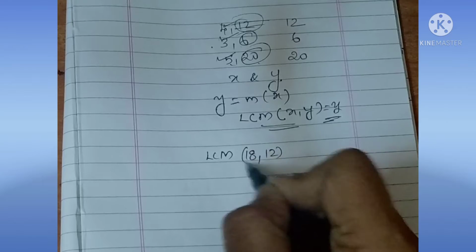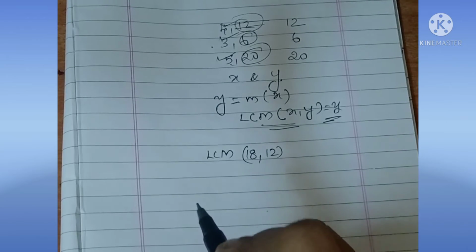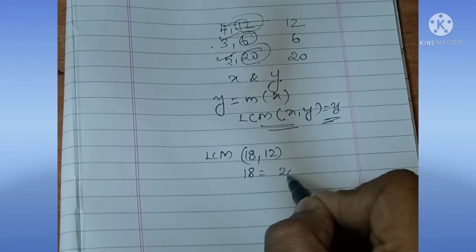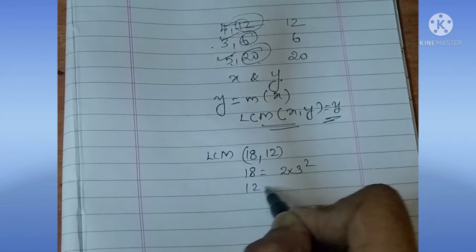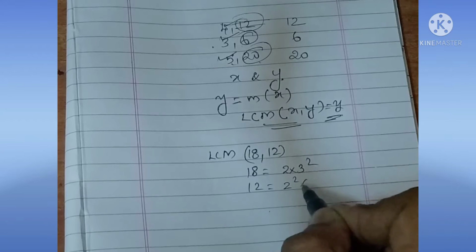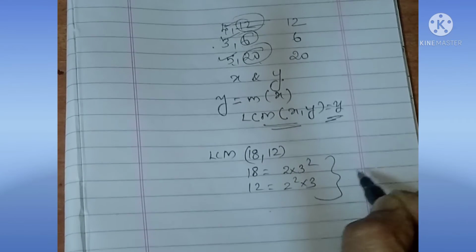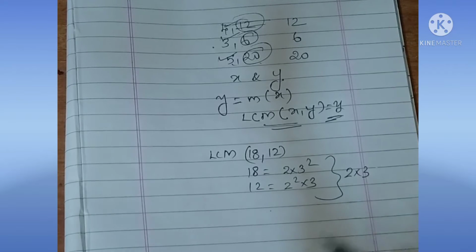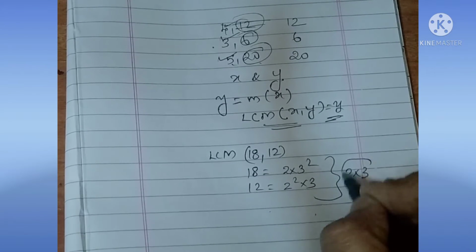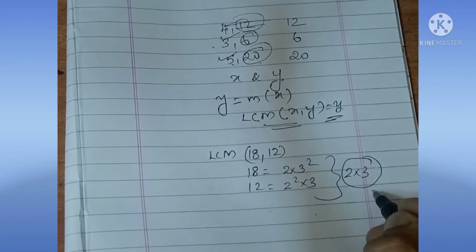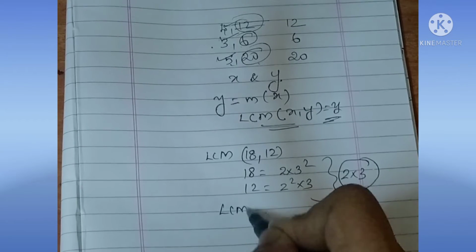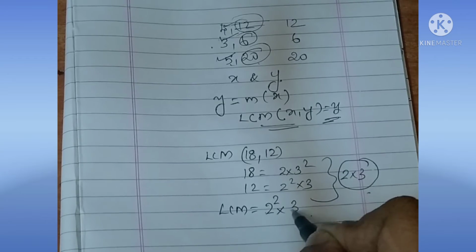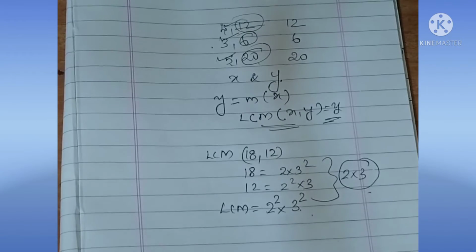That is the LCM of 18 and 12. For that we want to factorize 18 as 2 into 3 square and 12 as 2 square into 3. So from this we can take 2 and 3, and if we want to find HCF, it is 2 into 3. Since we want to find LCM, we take the highest power of each factor. So 2 square into 3 square.